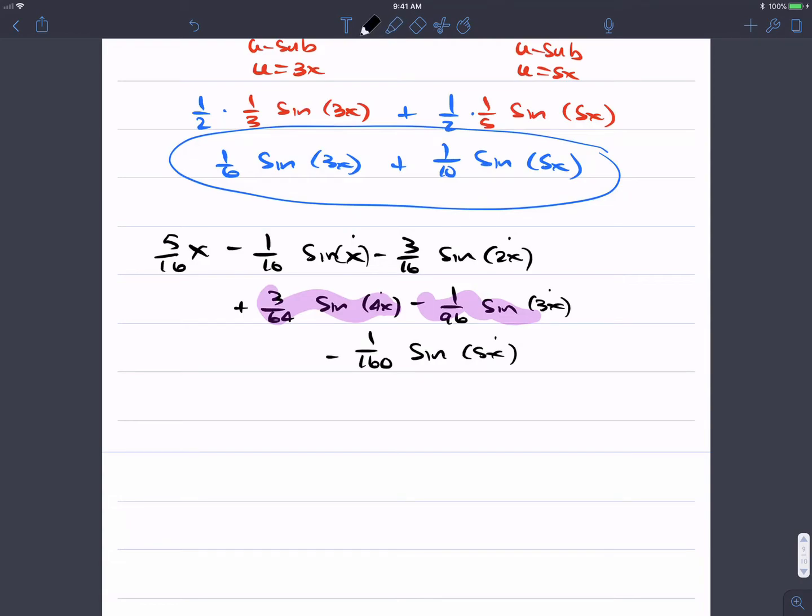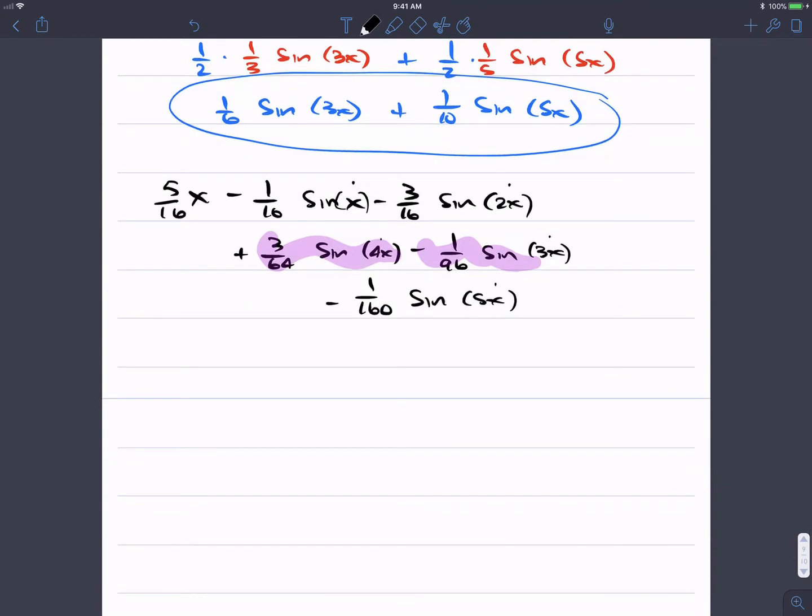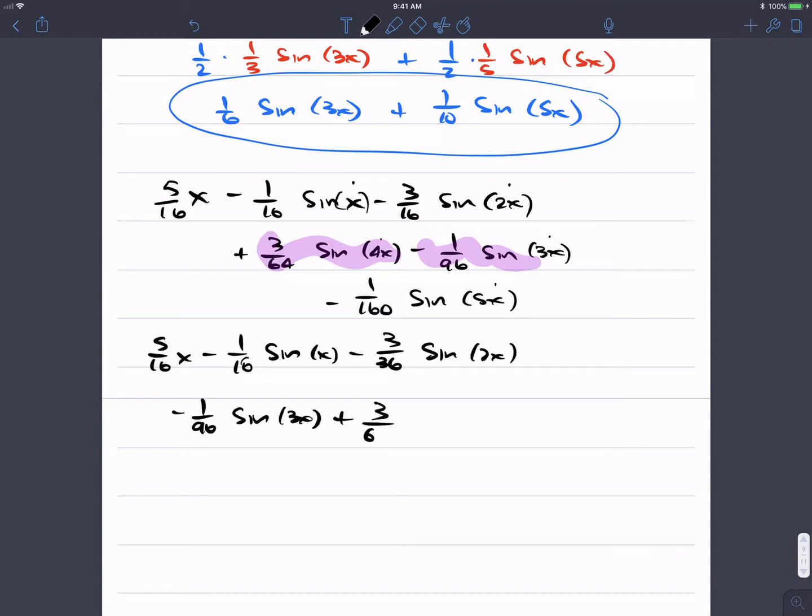Notice what that will be. Final answer: 5/16 x minus 1/16 sine x minus 3/16 sine 2x minus 1 over 96 sine 3x plus 3 over 64 sine 4x minus 1.